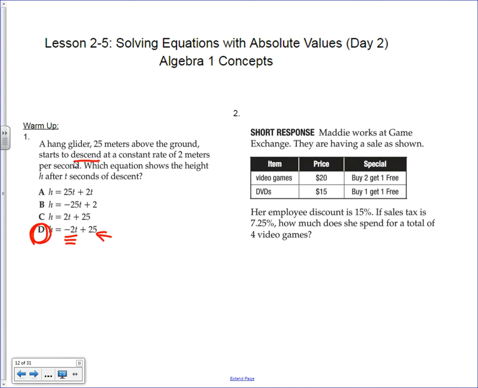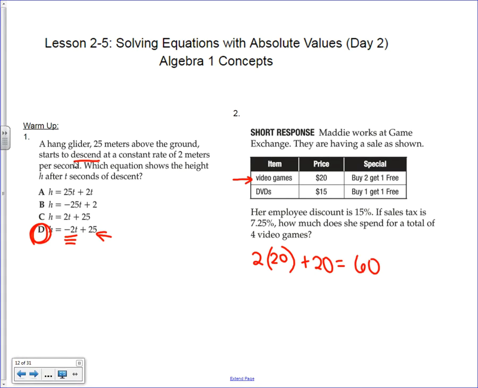Maddie works at Game Exchange. They are having a sale as shown. Her employee discount is 15%. If sales tax is 7.25%, how much will she spend for a total of 4 video games? So I am doing 4 video games, which is right here. If I buy 2, I get 1 free. So she is going to purchase 2 video games, and those will each cost her 20 bucks. Then she's going to get the third one free, and then she's going to have to buy the fourth one for the regular price of 20 bucks. So it looks like her total is going to be $60.